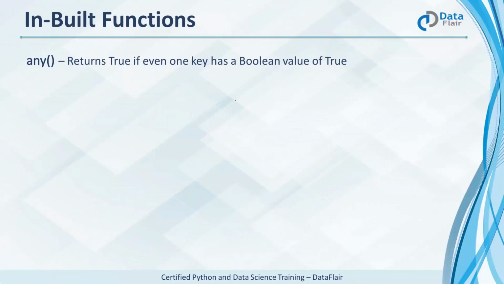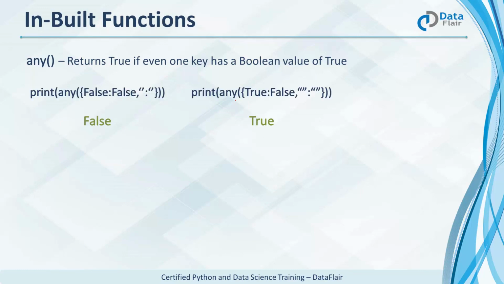And any returns true if at least one key is true. Every key is false here, but here one key is true. And here the string 1 is true.